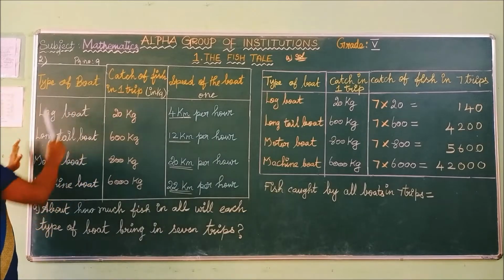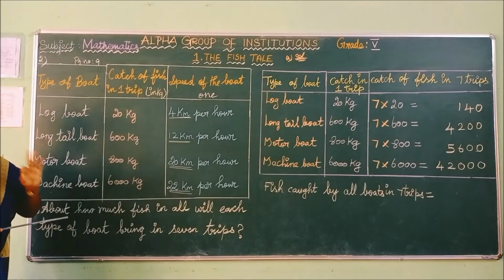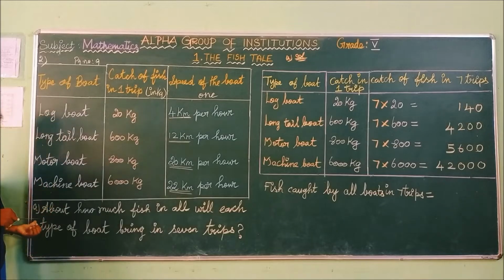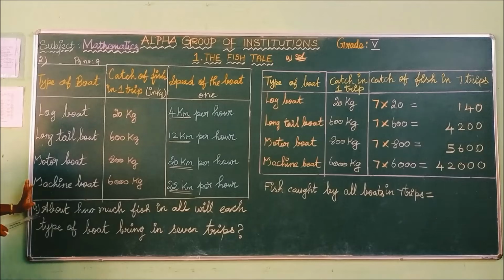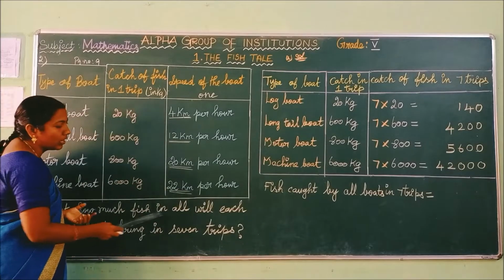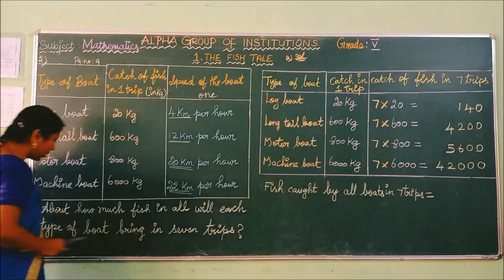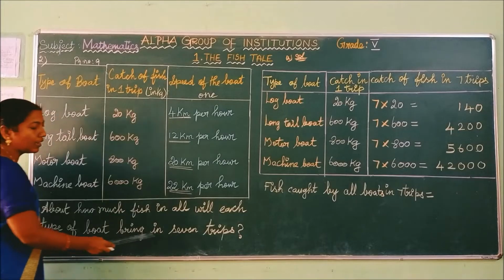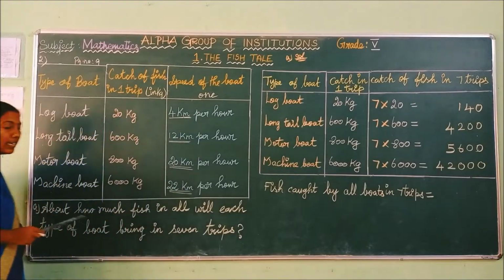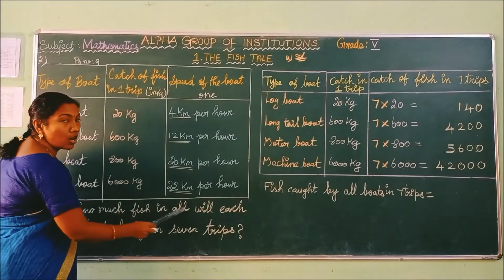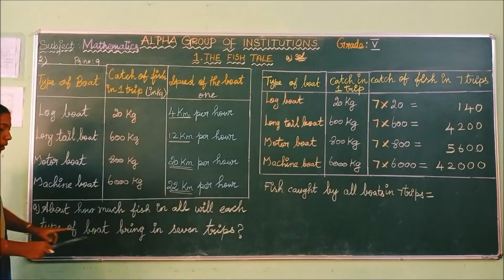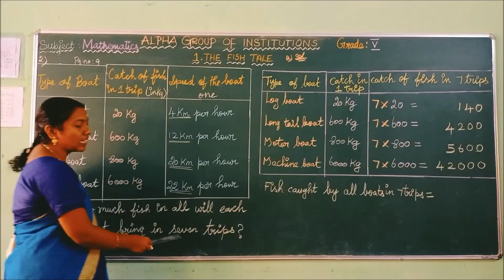Based on this table, we have 3 questions. First, we are going to see the first question. After that, we will see the second and third ones. See the first question, subdivision A. Read the question along with me, children. About how much fish in all will each type of boat bring in 7 trips? Once again, read the question. About how much fish in all will each type of boat bring in 7 trips?